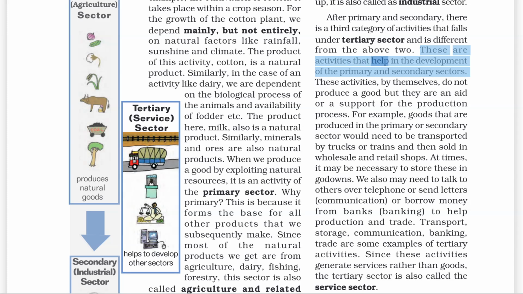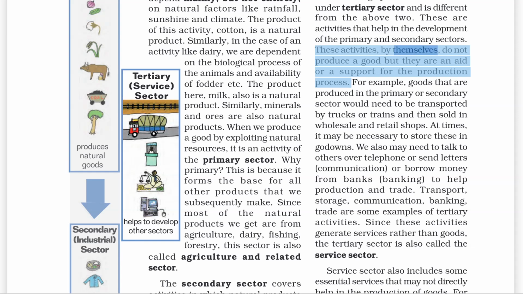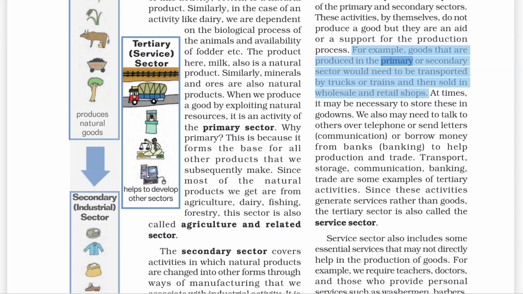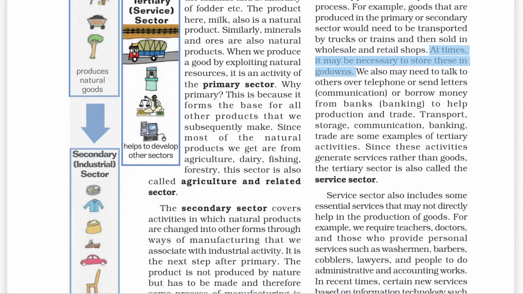These are activities that help in the development of the primary and secondary sectors. These activities by themselves do not produce a good, but they are an aid or a support for the production process. For example, goods that are produced in the primary or secondary sector would need to be transported by trucks or trains and then sold in wholesale and retail shops. At times, it may be necessary to store these in go-downs.